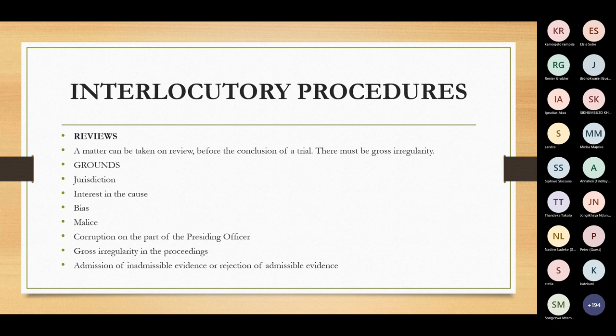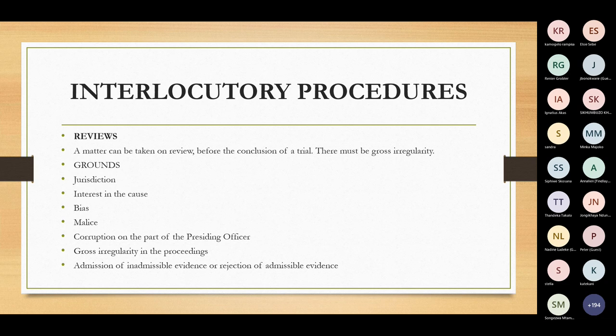The grounds on which you can take a matter for a review would be, for instance, if you are challenging the jurisdiction of the court. You are saying this court has no jurisdiction to be hearing this matter. Where you are saying that the presiding officer has an interest in the case, not cause, that's a typing error, sorry about that. And also, where you are alleging that there is bias on the part of the presiding officer, or malice, or corruption, then you are maybe even making a request for the court to recuse themselves from this matter, but they are proceeding anyway.